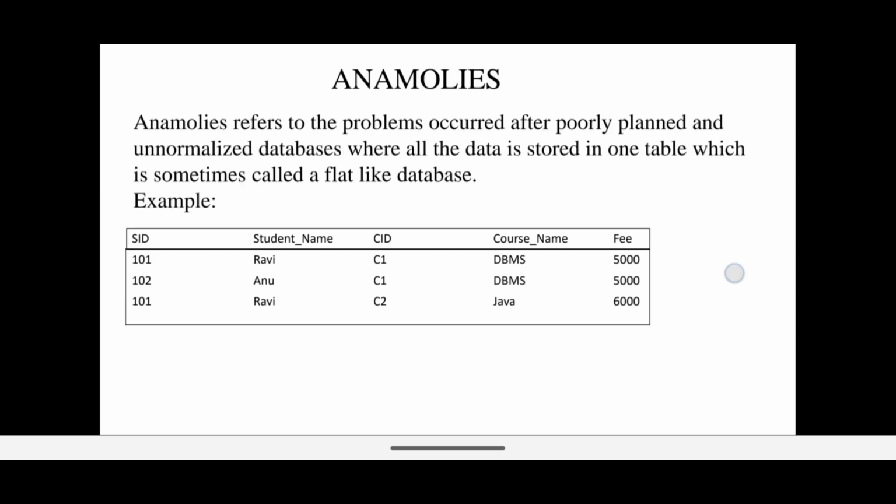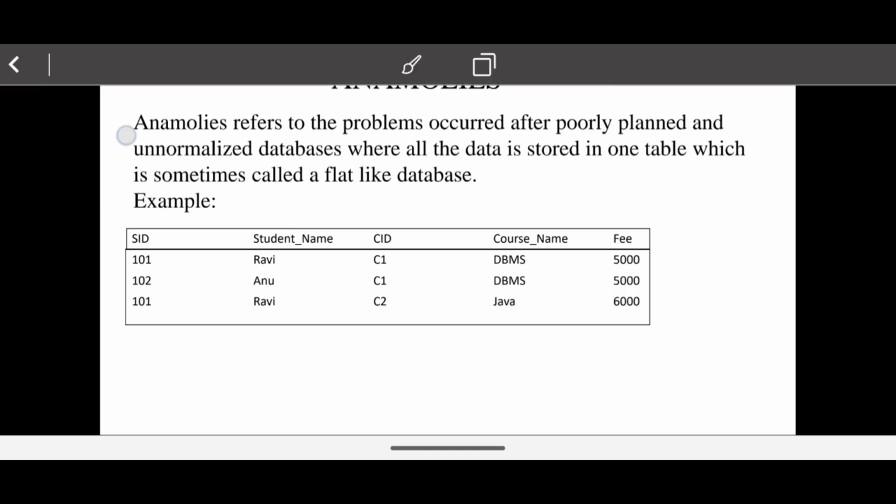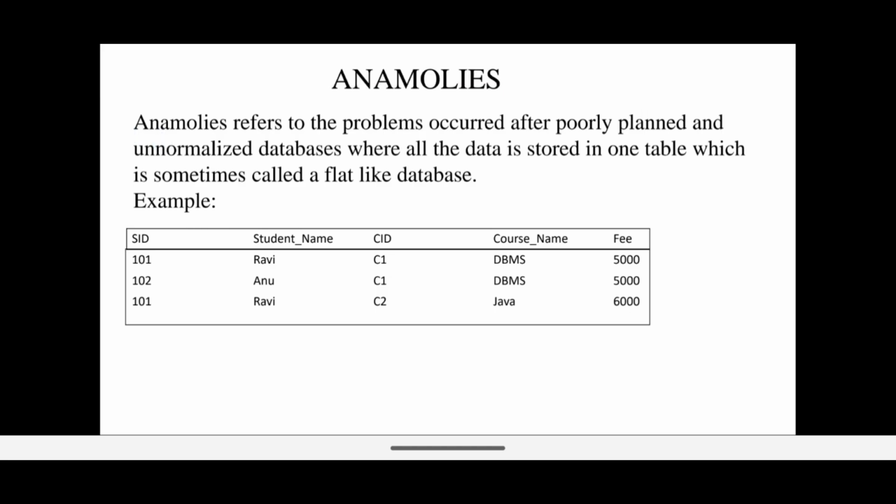So first, what is anomaly? Anomaly refers to the problems that occur after poorly planned and unnormalized databases, where all the data is stored in one table, which is called a flat-like database. So without any decomposition, we are storing all the attributes in one table. Like in this example: SID, SNAME, course ID, course name and fee. Without anything, we have stored all the attributes, all the elements in one table, which is an unnormalized database.